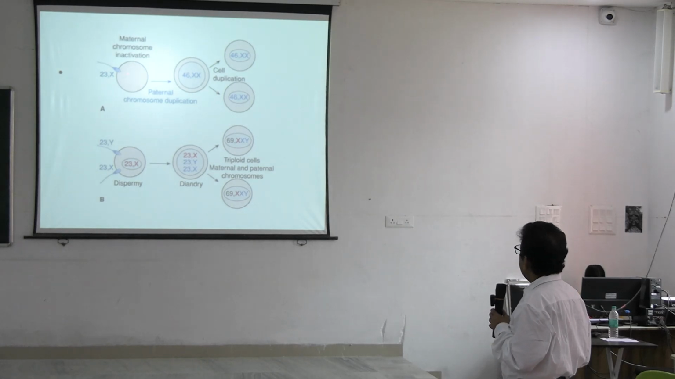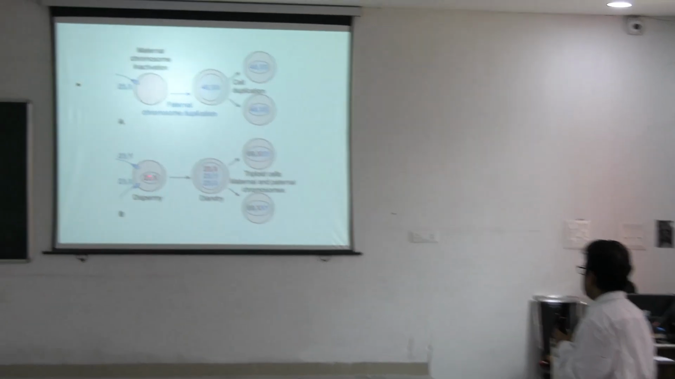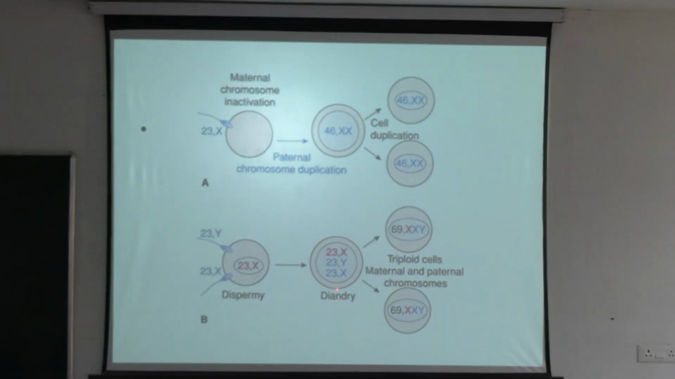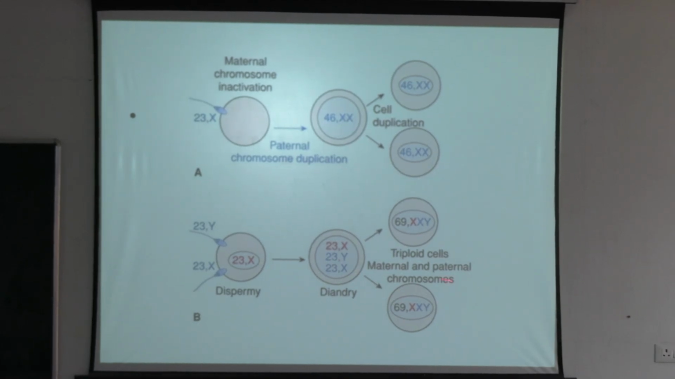Now this is the diagram. See the maternal chromosome and this empty ovum. Duplication is giving rise to 46XX, so it is a single sperm cell duplication. And in case of dispermy, 23X and 23Y give rise to 69XXY, triploid cells, where maternal and paternal chromosomes are there. So this is the cause or pathogenesis of the complete mole, and this is the partial mole.